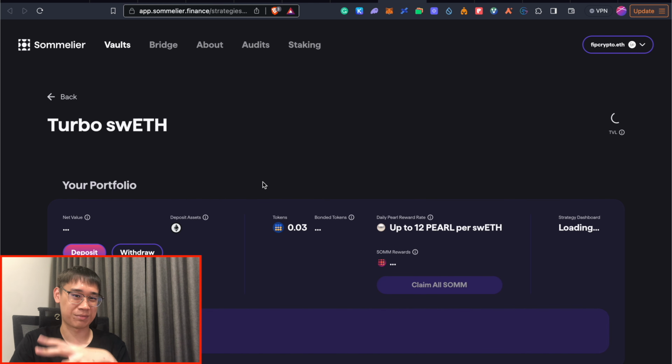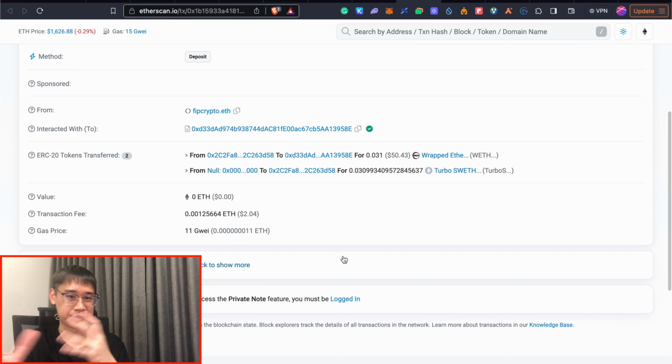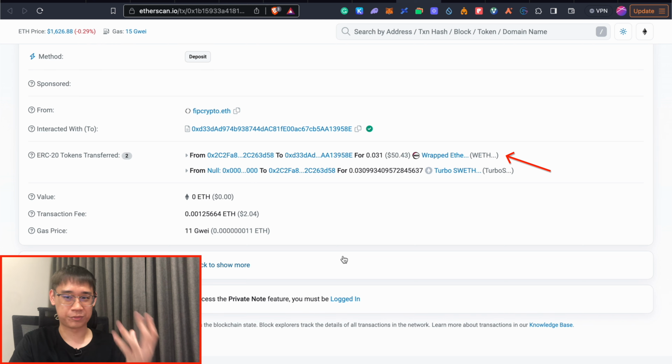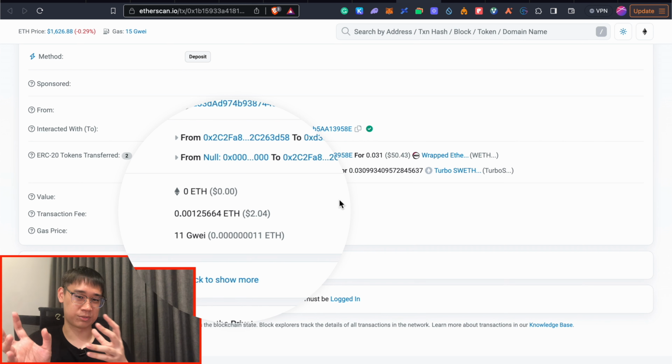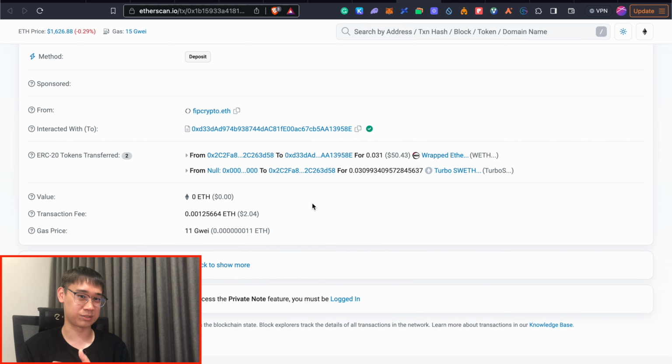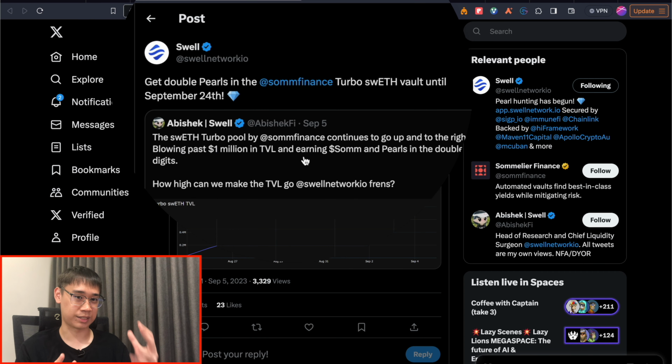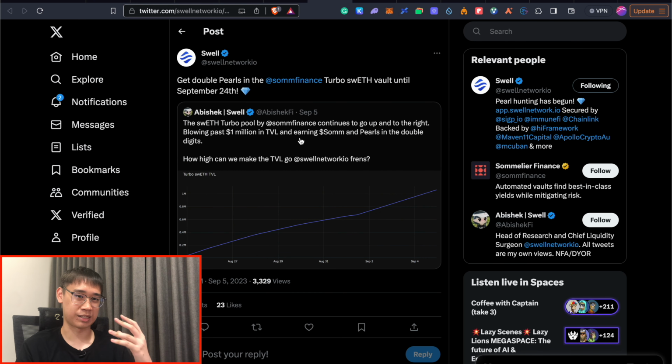So right now the website isn't really loading for me. But previously I deposited roughly about $50 worth of Wrapped Ethereum into this pool, and the transaction fee is about $2. I would say it's not too bad as compared to depositing your funds on Pendle, where the fees were almost $12. However, this double pearls incentive will only last until the 24th of September. So this is also something that you may want to consider before you deposit your funds there.